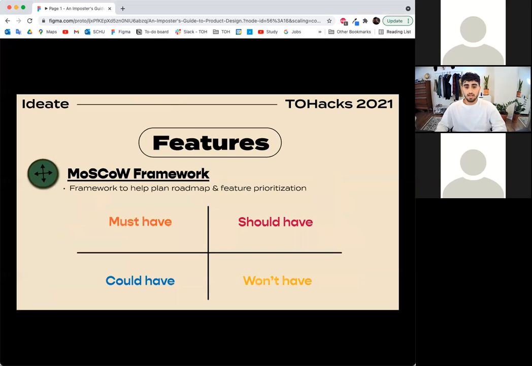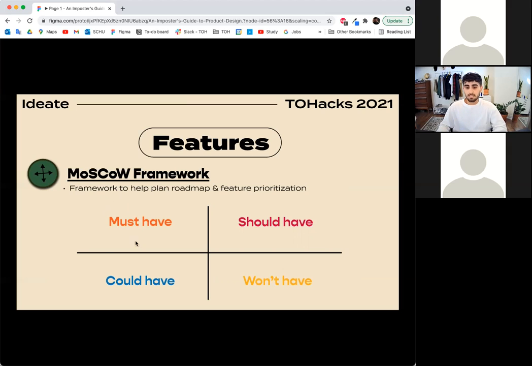In this stage, the Ideate stage, you'll want to come up with how you're going to address the problem that you've identified. A framework that's really worked for me a lot is the MoSCoW framework. It stands for must have, should have, could have, and won't have. I know this is a really forced mnemonic, but it's very useful in helping to plan out the roadmap and where to allocate time and resources effectively.